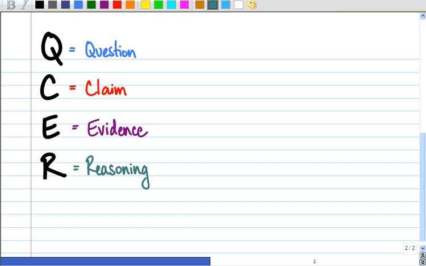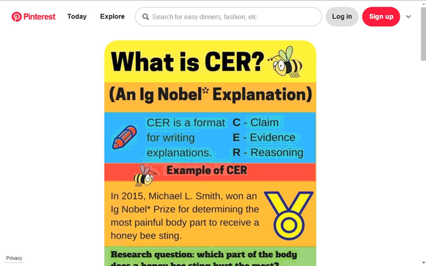It's just called CER, although they have asked a question. They just took the Q out. So here's an example of a QCER experiment. A fellow did this and won an IG Nobel Prize, like it says here.